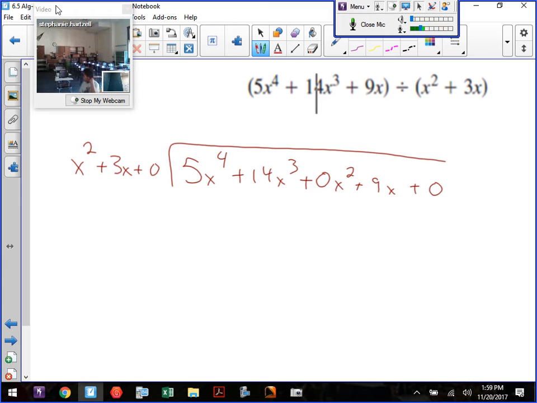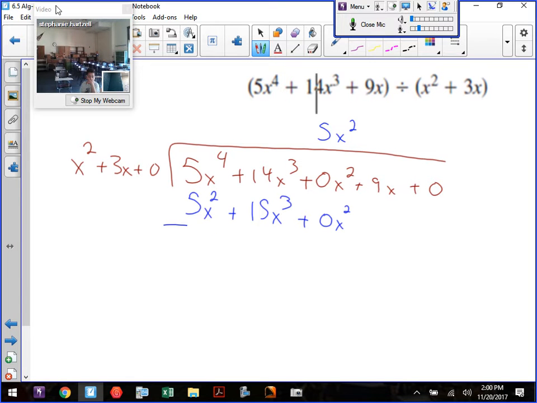I turn an x squared into a 5x to the 4th? We multiply it by? Good. And where do we place that? Above this x squared. So 5x squared. Distribute through, and we get the 5x squared, 15x cubed, and 0x squared.